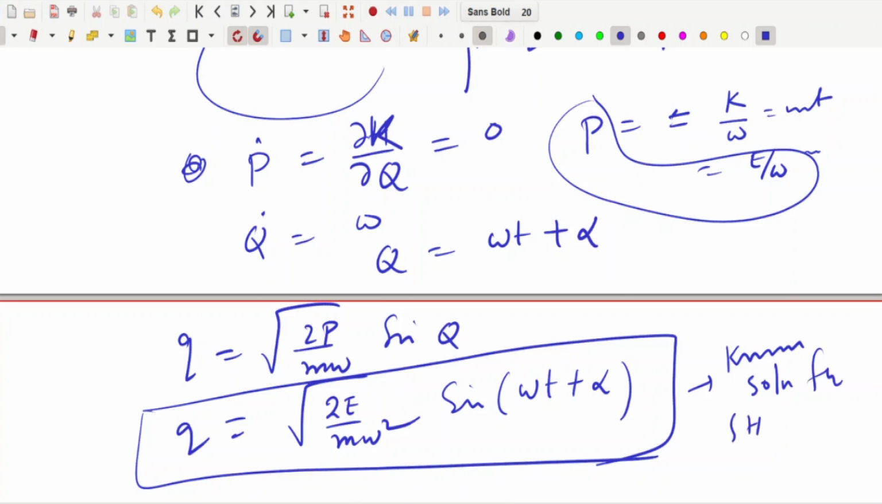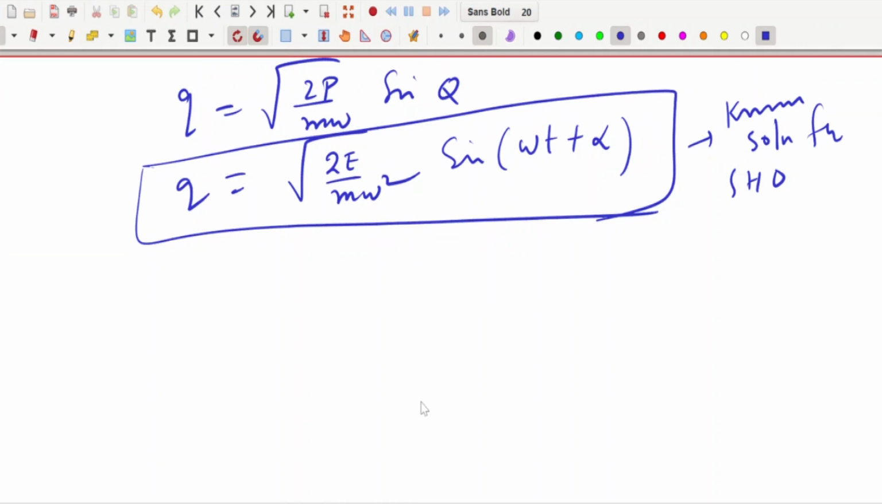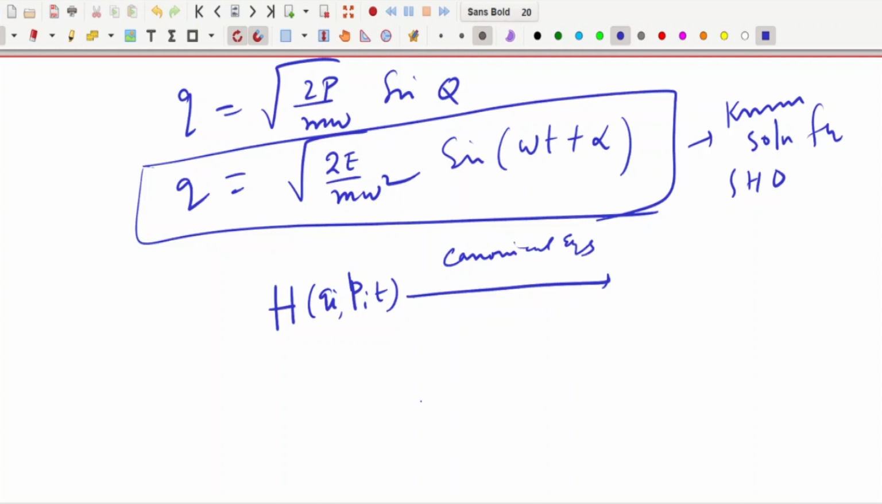for the simple harmonic oscillator. So let me summarize where canonical transformations will be useful and where they may have application. Suppose you have a Hamiltonian H in terms of old variables small q and small p, and the canonical equations are difficult to solve, or this is a complicated Hamiltonian which you cannot solve, but you have to find the solution of the system.